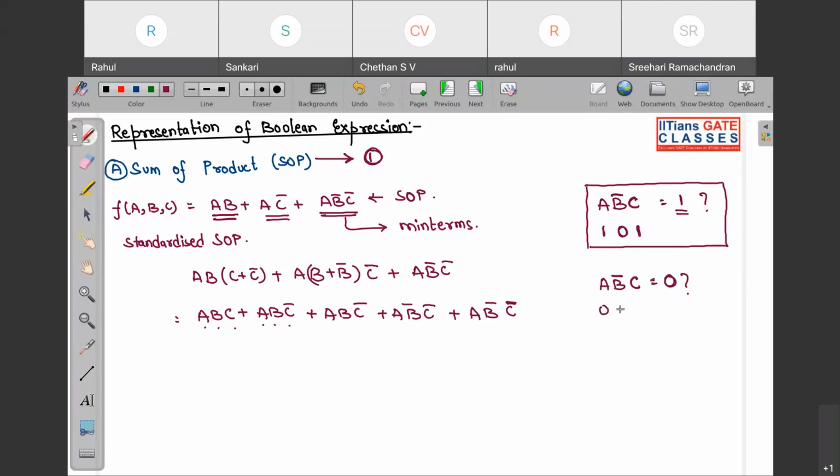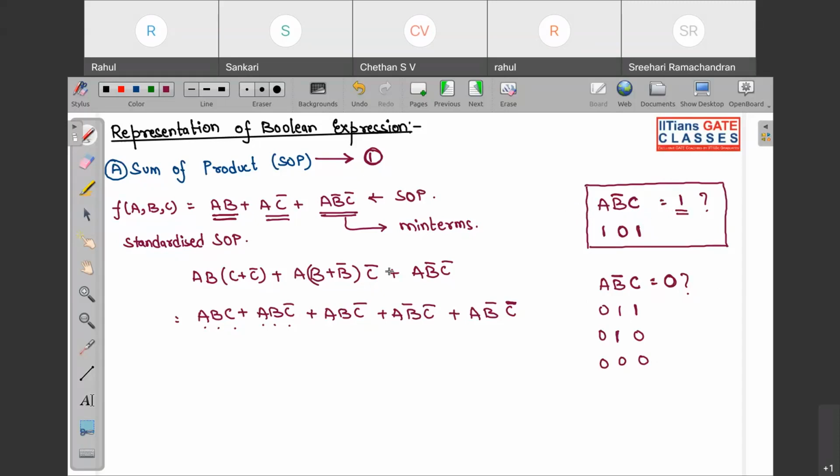I can take all the other combinations of A, B, C, and it will be 0. So in min terms, your 1 has a very important role. Why? Because when we construct SOP, each of the individual min terms is equal to 1 for a very unique combination of the variables. Did we understand this concept?